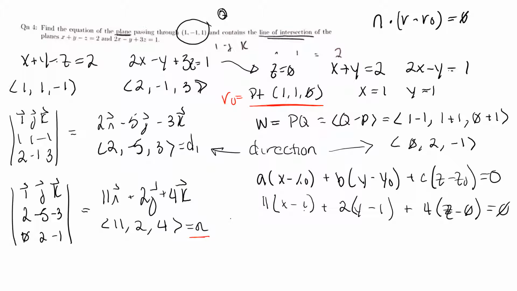We simplify this and we end up getting 11x - 11 + 2y - 2 + 4z = 0. Simplifying further, we get 11x + 2y + 4z - 13 = 0. And that's our answer.